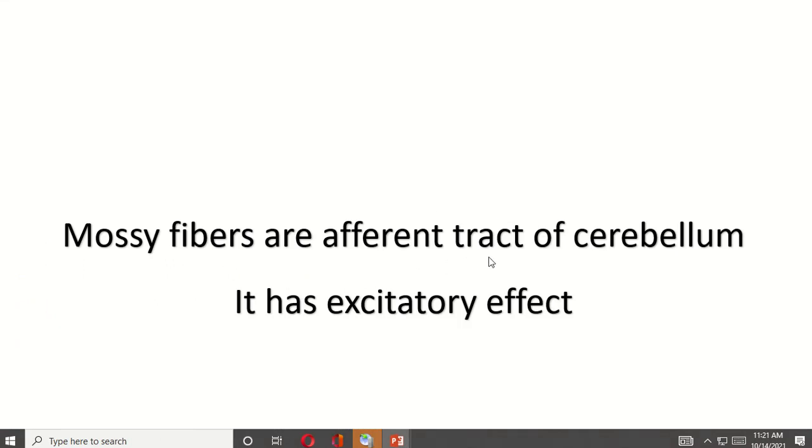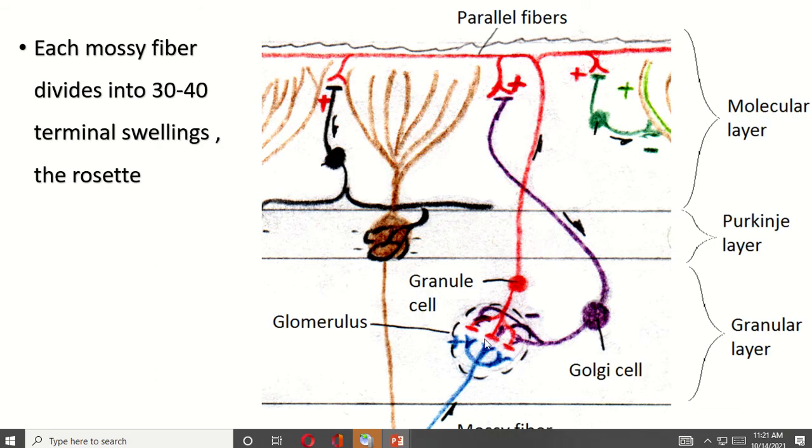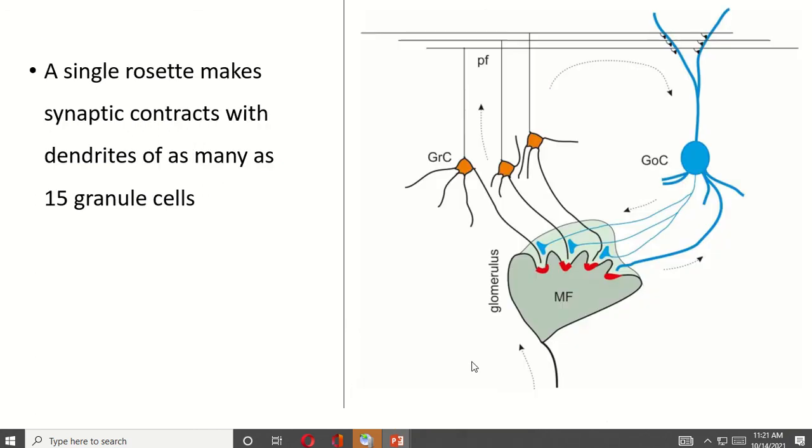Mossy fibers are afferent tracts of the cerebellum. They have an excitatory effect. Each mossy fiber is divided into 30 to 40 terminal swellings, the rosettes. A single rosette makes synaptic contact with dendrites of as many as 15 granule cells.